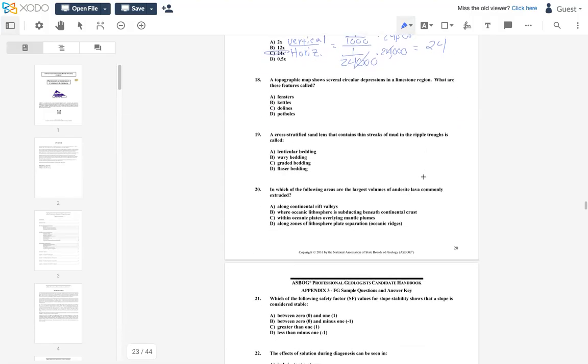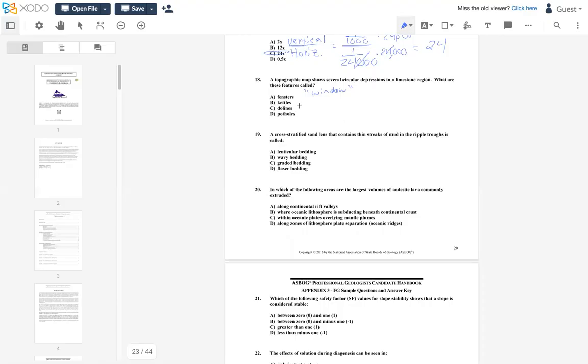Okay. 18. A topographic map shows several circular depressions in a limestone region. What are these features called? Okay, Fenster. Those are windows, quite literally. In German, Fenster means window. It is a window into rocks that underlie a thrust fault.